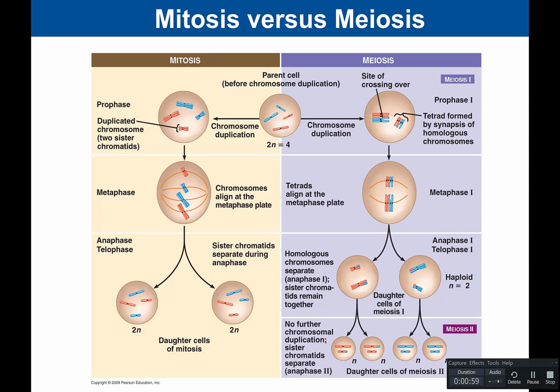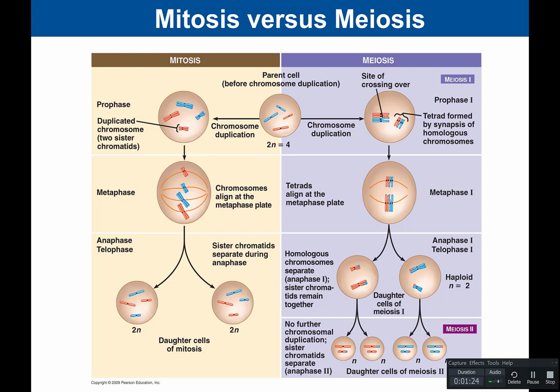Now, when we go to mitosis, when we get to metaphase, we're going to have the chromosomes line up single file along the metaphase plate, and they're going to get ready to split sister chromatids. So in mitosis, we are only splitting sister chromatids, and what we end up with is two daughter cells that are exact copies of the parent.